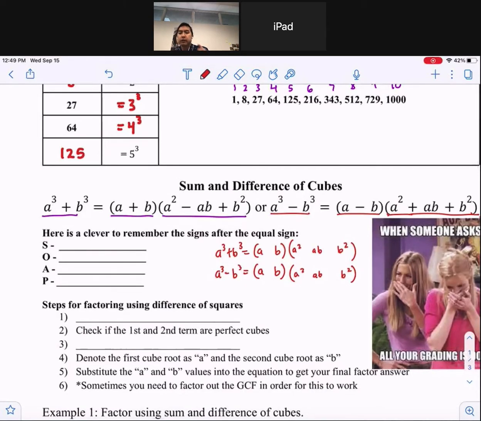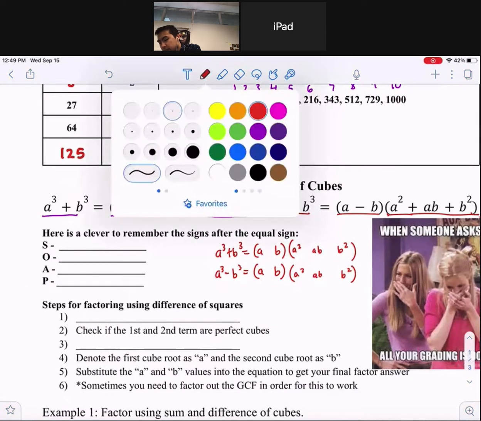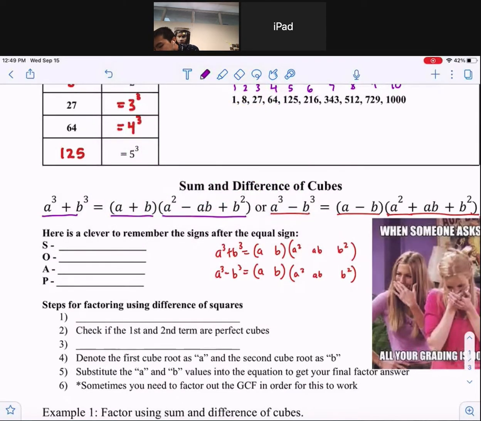Now we're going to use this acronym to help you remember the signs. S stands for soap. Nope, sorry. S stands for same. O is opposite. A is always. And P is positive. So this is going to help you remember the signs. So watch.